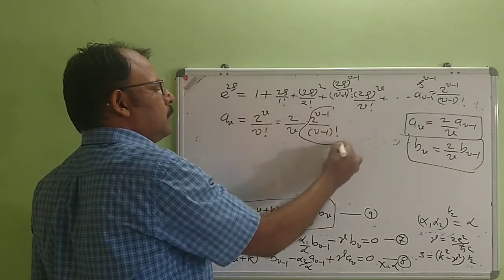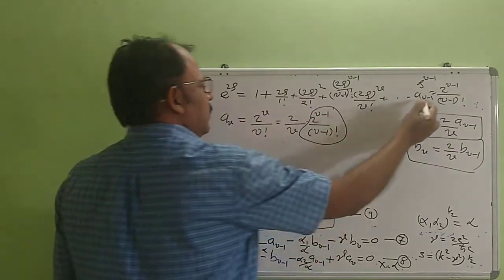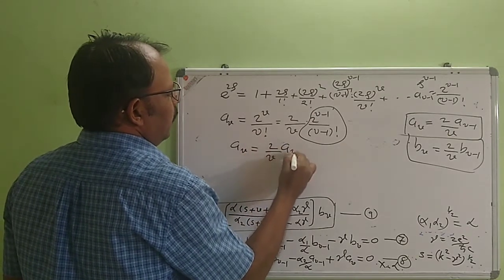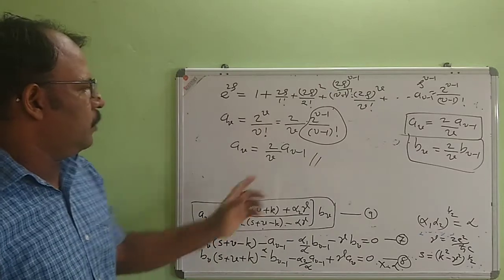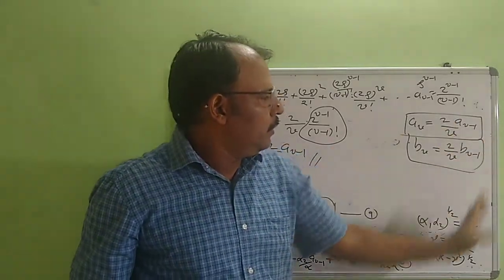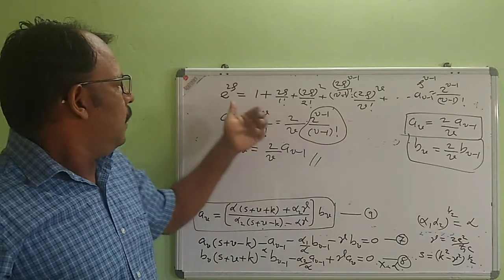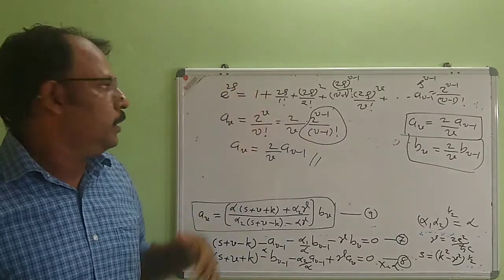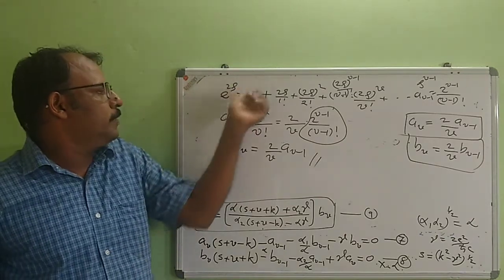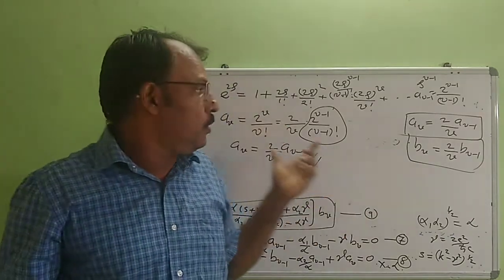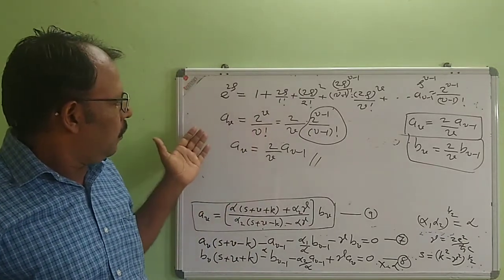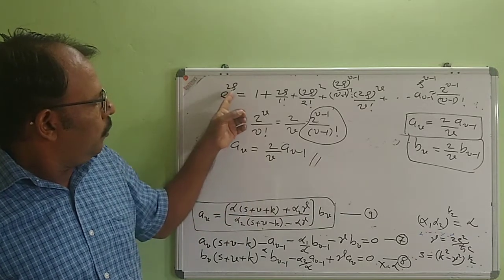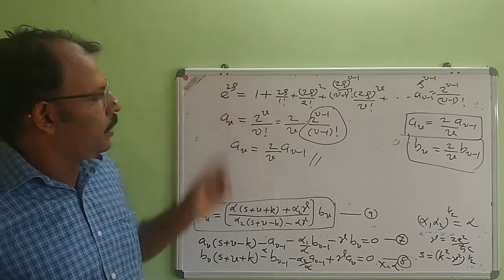This 2 raised to v minus 1 by v minus 1 factorial, that is a v minus 1. So this will be a v equal to 2 by v, a v minus 1. So if we are having the coefficients related by this equation, then its solution will be of the form e raised to 2 rho. If we have a solution of this form, this is the asymptotic form, because when the coefficients are increasing, then this term never tends to 0.